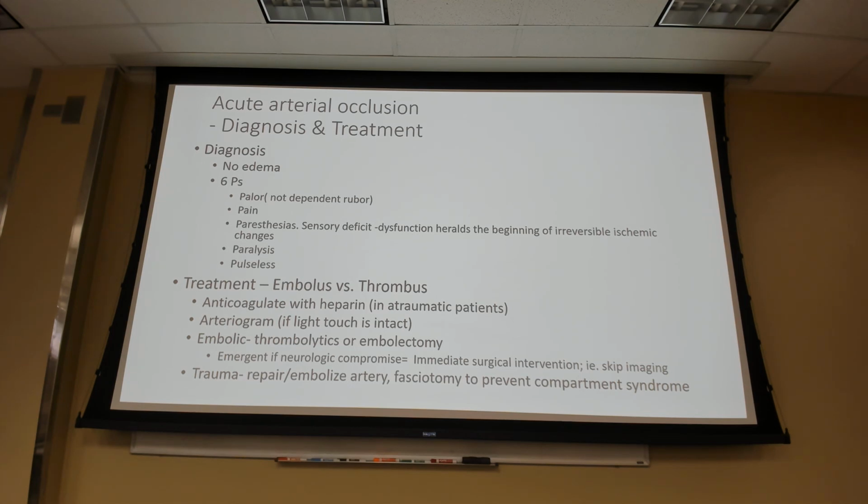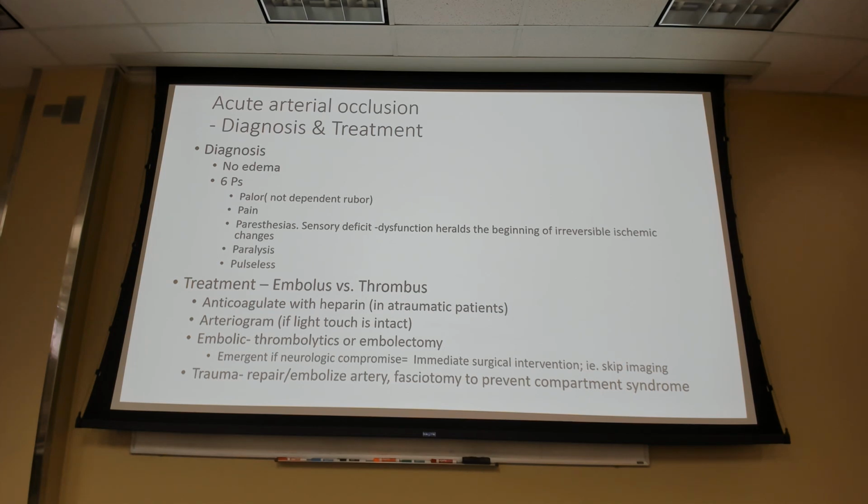And obviously, our goal here for treatment is going to be reperfusion of that limb. So we may have to start with anticoagulation, like with heparin initially, especially in our atraumatic patients that we're not worried about bleeding from anywhere else. And then we can get our further imaging studies, like an arteriogram. We can also get a CT angiogram as well.